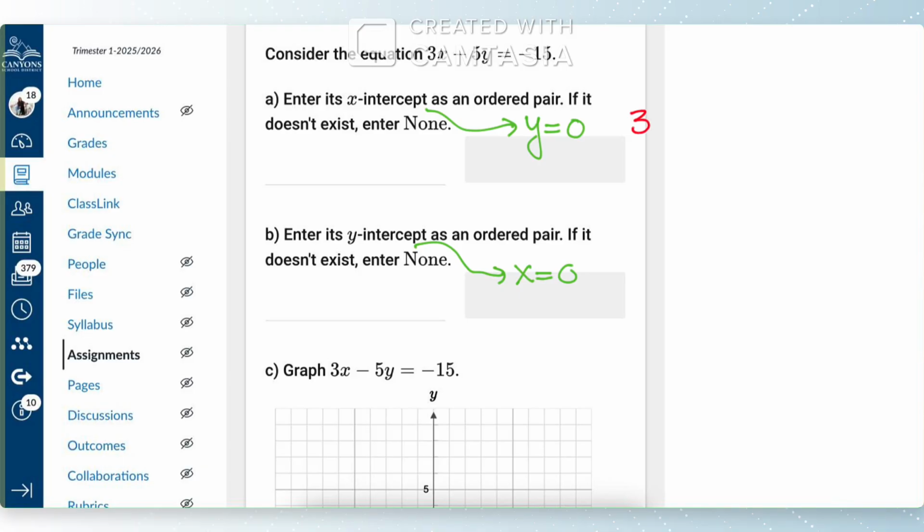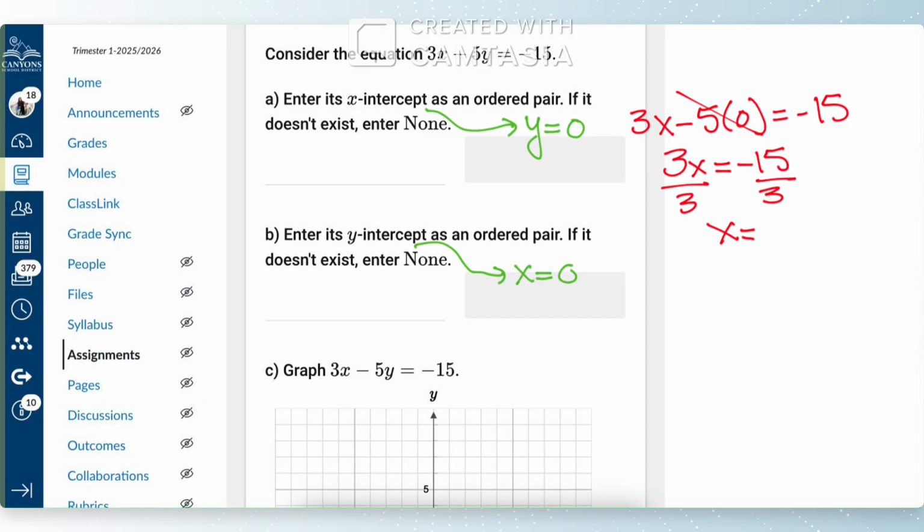So to get the x-intercept, we could do 3x minus 5 times 0 has to equal negative 15. In this case, 3x has to equal negative 15, because the 5 times 0 is going to cancel out. Then I can just divide by 3 to get that my x has to be negative 5. But I do have to write it like an ordered pair, an x comma y. My y value was 0 and my x value is negative 5, so negative 5 comma 0.